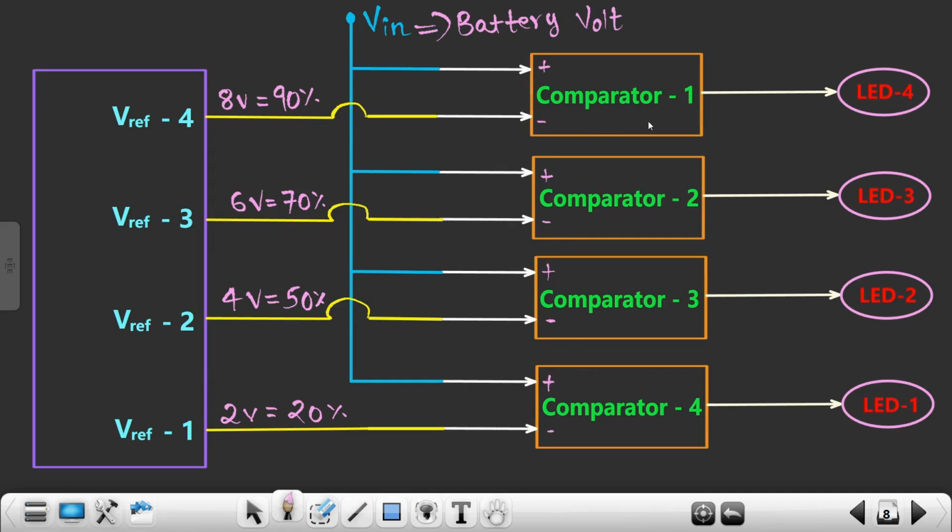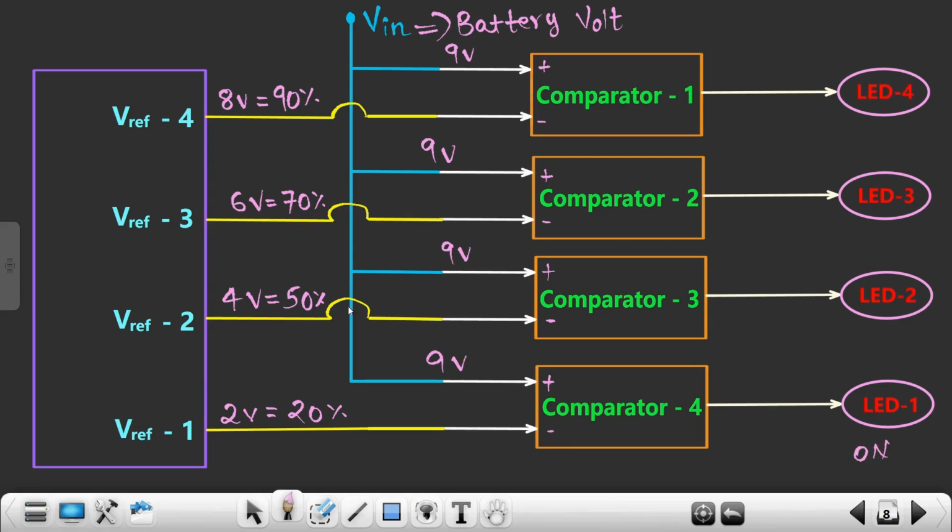And basically with the help of the comparator, we are comparing these two sets of voltages, right? If my battery is delivering a complete 9 volts, then for sure all of the LEDs will glow. Why? Because this 9 volts is connected to the non-inverting terminal of all of the comparators, right? So 9 volts is greater than 2 volts, so this LED will be in on condition.